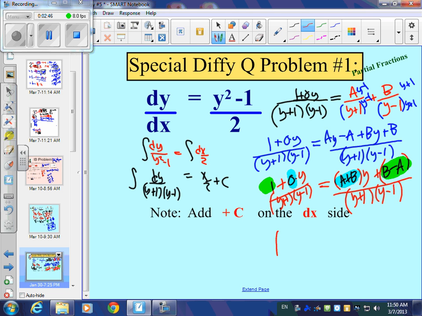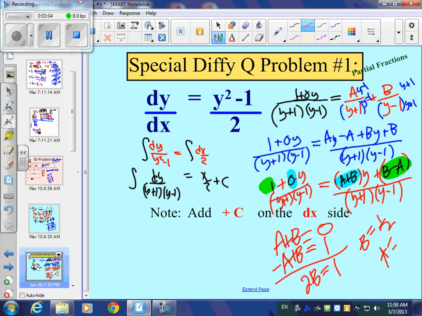Yep. So then you have your two possibilities. You either have a plus b equals 0, excuse me, and negative a plus b is equal to 1. So if I add those up, I'll get 2b is equal to 1, or b is equal to 1/2. And what will a have to be to make a plus b equal to 0? Negative 1/2.